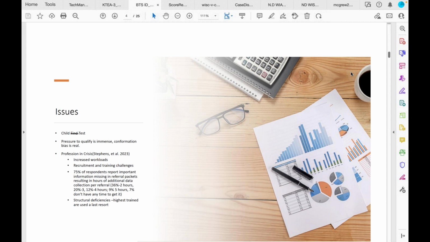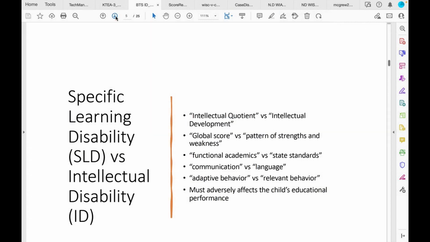So, 75% of the respondents to the survey, and we had a good sample that responded, report important information missing in referral packets, resulting in hours of additional data collection. And 36% said they spent 2 hours, 20% said 3, 12% said 4. The most disturbing thing is 7% say they don't have time to get it. So we're literally identifying kids with missing and incomplete data. And that is a drum that Dr. Stevens and I have been beating hard. And the other issue is how we're used. We're used as a last resort when we have the most training. So those are kind of the issues, okay?